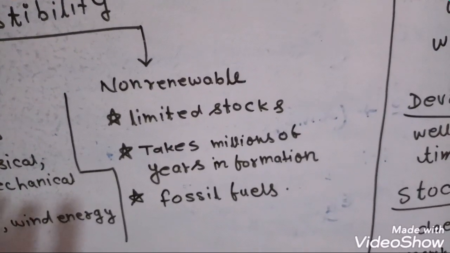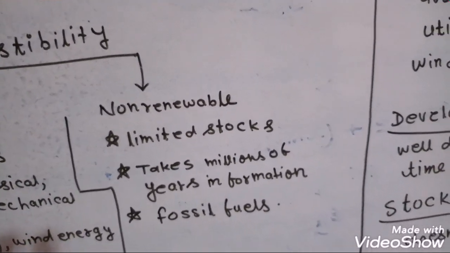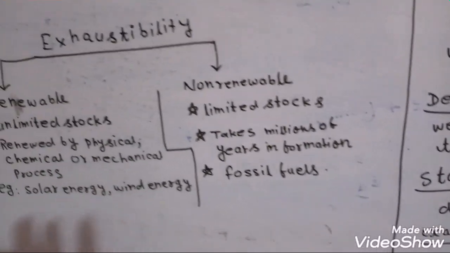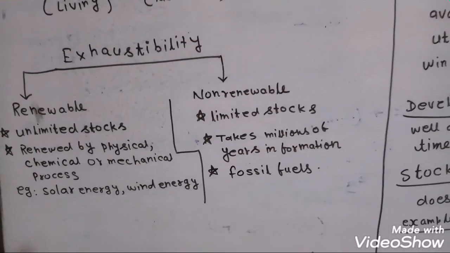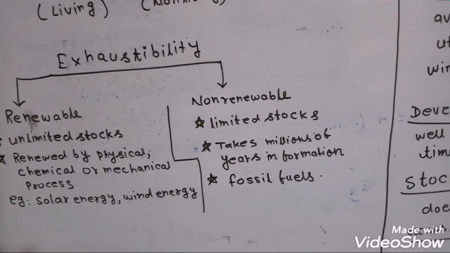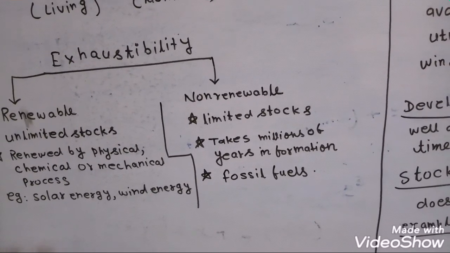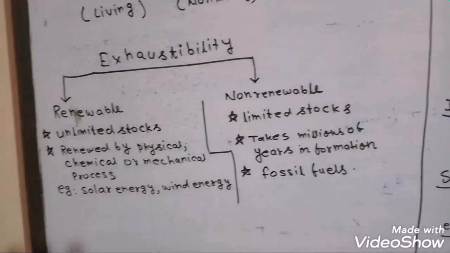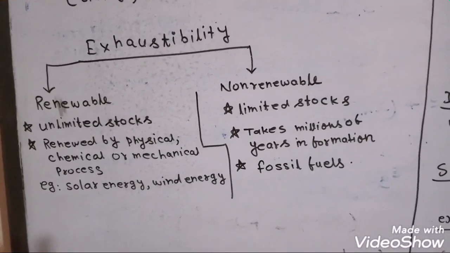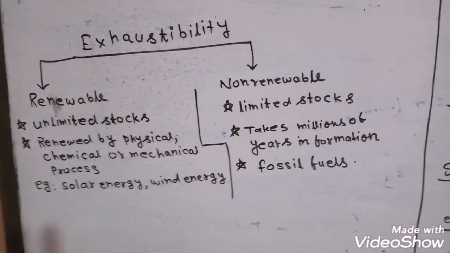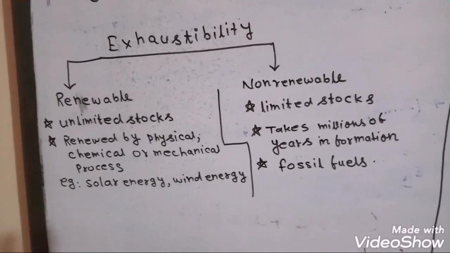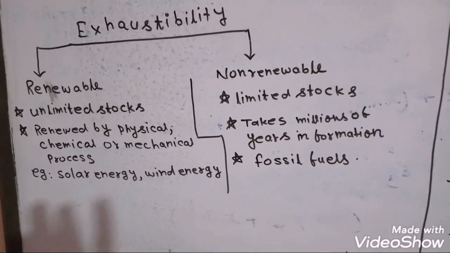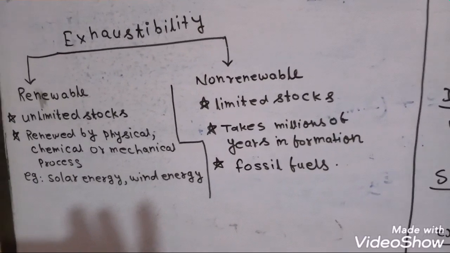Non-renewable resources have limited stocks, take millions of years to form, and cannot be renewed by physical, chemical or mechanical processes. Fossil fuels are a good example of it. One important difference between these two resources: renewable resources are more eco-friendly than non-renewable resources.